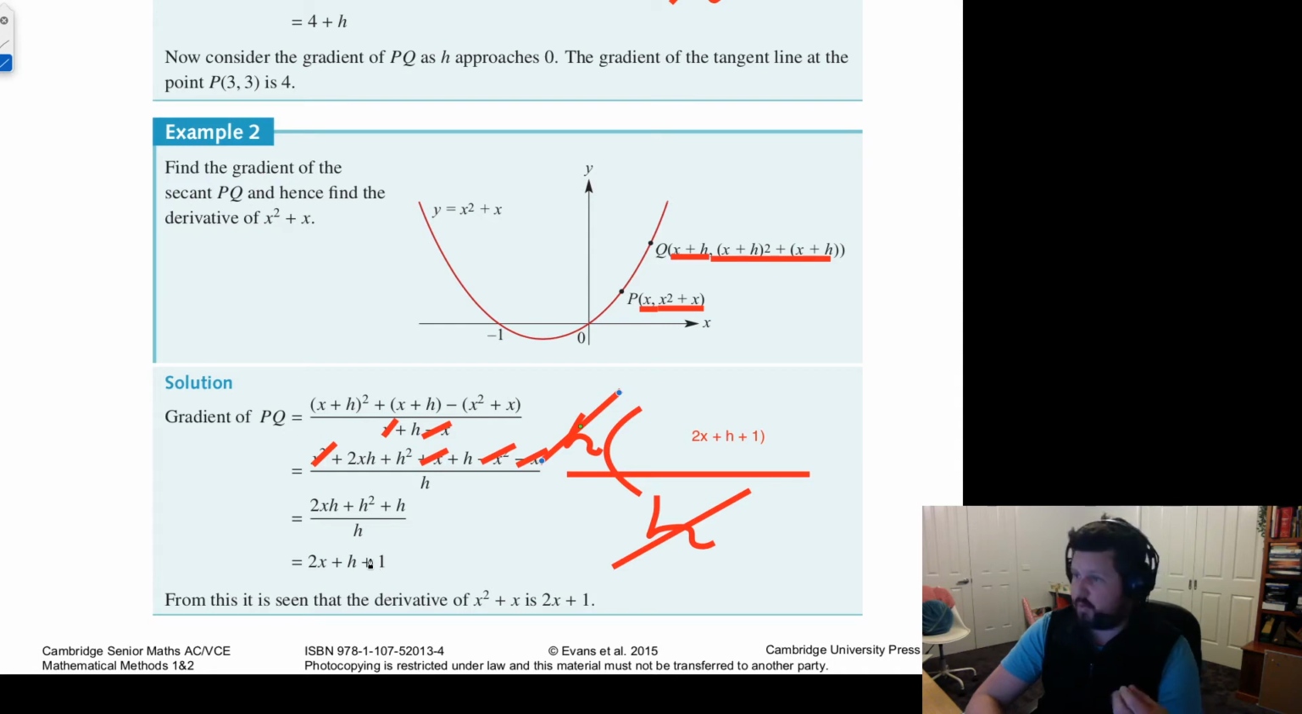Once you've got this here, 2x plus h plus 1, to work out the instantaneous rate of change or the gradient of the tangent line at that particular point here, we need to make h equal to 0, or as h approaches 0, it gets really close. It's the same as 2x plus 0 plus 1, which is just the same as 2x plus 1. So we can say that's what the gradient is at that particular point. Perfect.